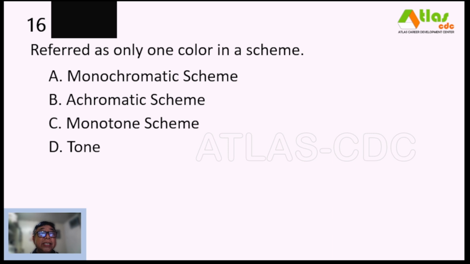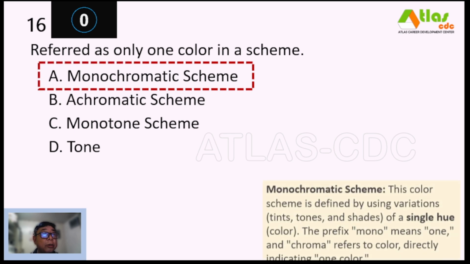Number 16, referred as only one color in a scheme: A, monochromatic scheme; B, achromatic scheme; C, monotone scheme; and D, tone. And our correct answer is letter A, monochromatic scheme.